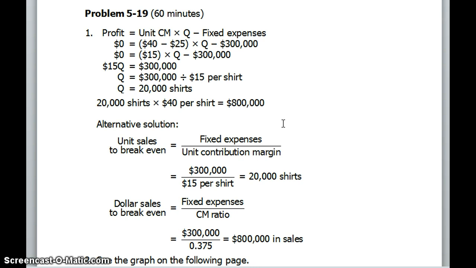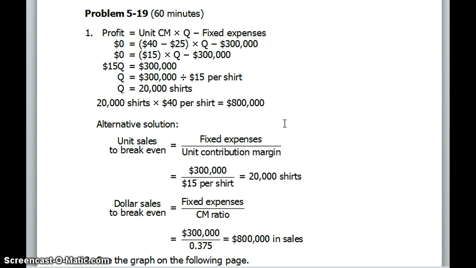The dollar sales to break even is simply the fixed cost divided by the contribution margin ratio. The contribution margin ratio in this particular problem would be the $15 of contribution margin divided by the $40 sales price, which equals 0.375 or 37.5%. When you divide the $300,000 of fixed expenses by the 0.375 contribution margin ratio, you've determined that you need $800,000 in dollar sales in order to break even. You could have gotten there a little quicker. After you'd calculated unit sales to break even, you could have taken the 20,000 shirts that it takes to break even and multiplied it by the $40 sales price per shirt. You would have come up with the same $800,000.